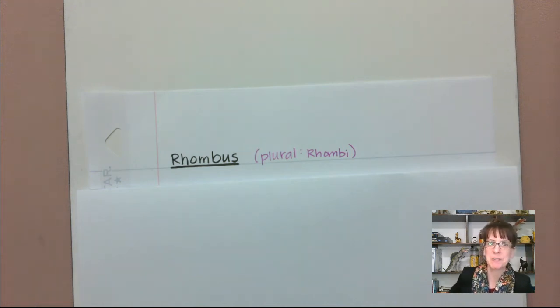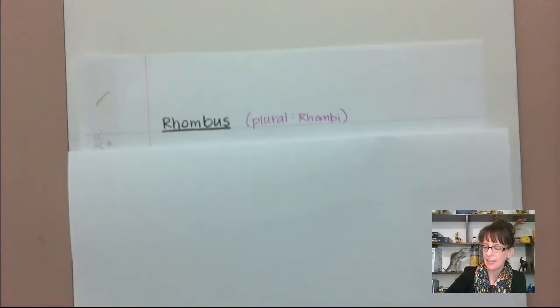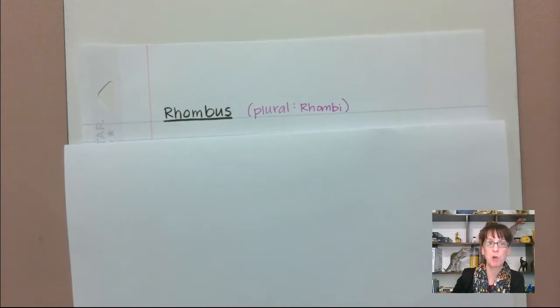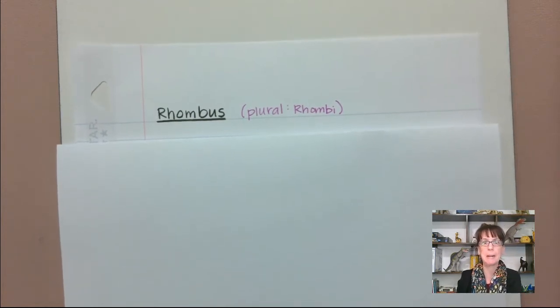Hi friends, welcome back. We're talking today about rhombi. That is the plural form for a rhombus. If you have more than one rhombus, you have rhombi. So grab your notebook. You're going to want to take some notes on what these properties are.